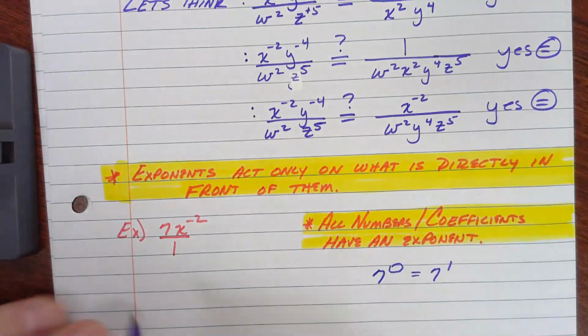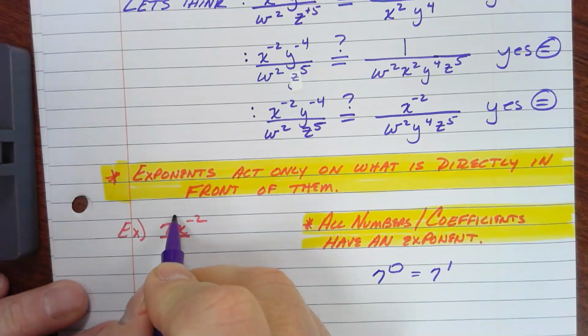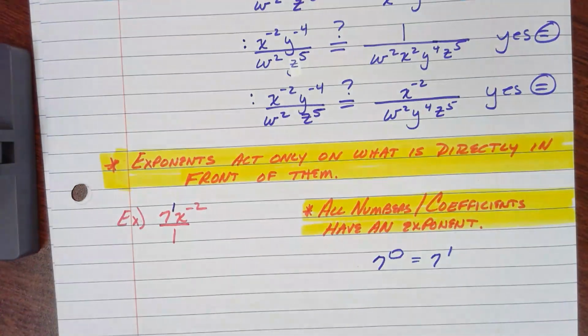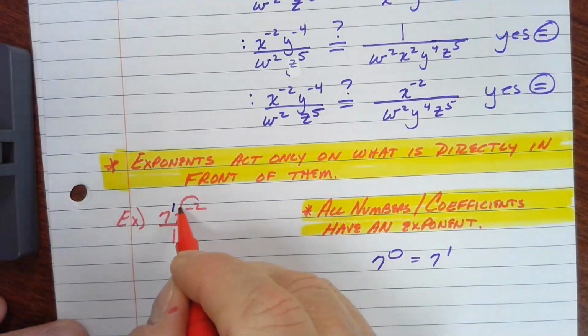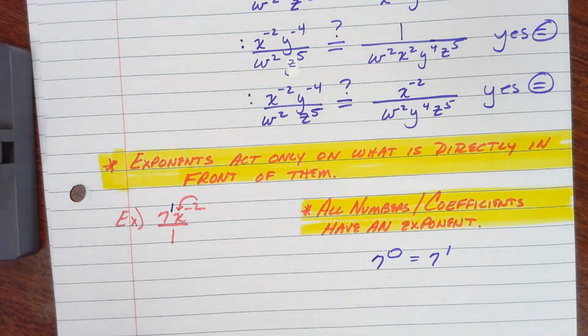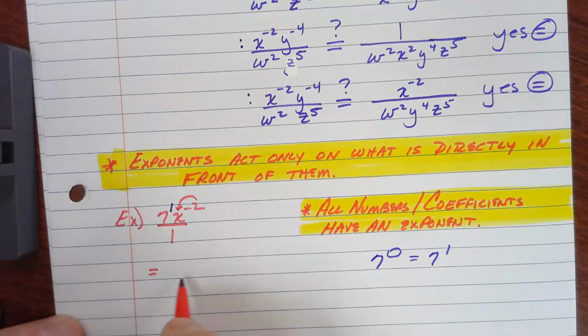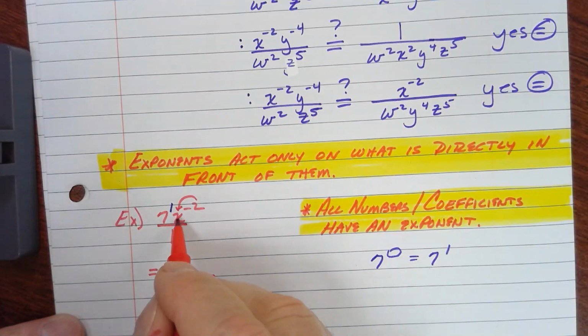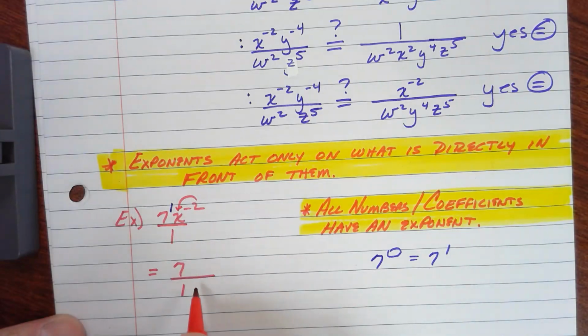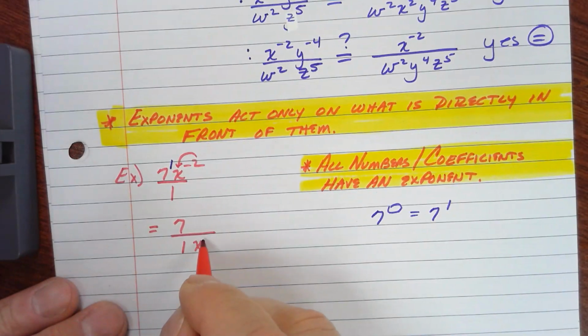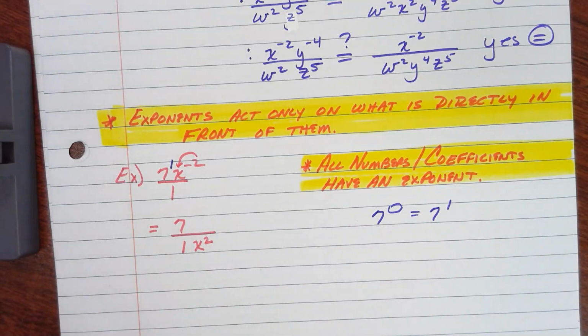So that means this 7 has a 1. And I will encourage you to put that in there, because it keeps us from making some mistakes. It makes me realize this negative 2 is going to act on this x and only this x. It is not going to act on the 7. So when it comes to moving things around, that 7 is going to stay there. The 1 is in the denominator, and this x, because the negative 2 acts on it, will be moved across the fraction bar, and that will be made positive.